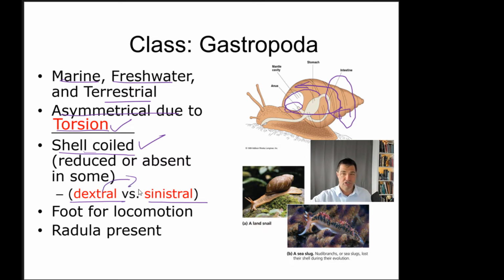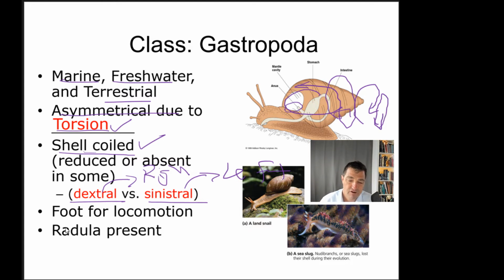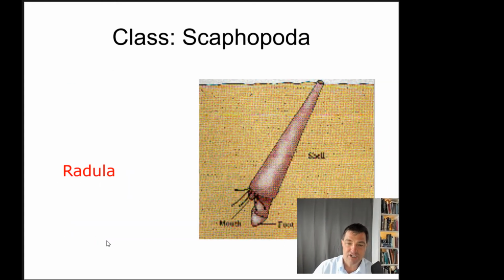Dextral is a turn to the right. So this is a right spin or turn on the shell. Okay. And then sinistral is turning to the left. So if you're turning the animal this way, that is dextral. If you're turning the animal that way, that's sinistral. So it's a right hand coil or a left hand coil. They also have a foot for locomotion, and they have a radula as well.